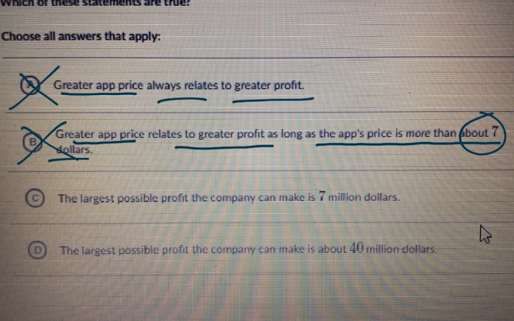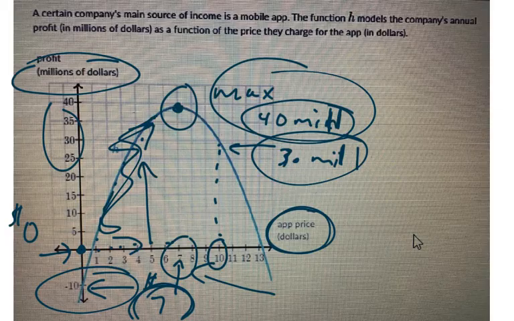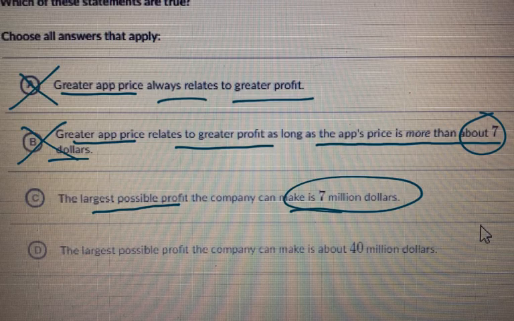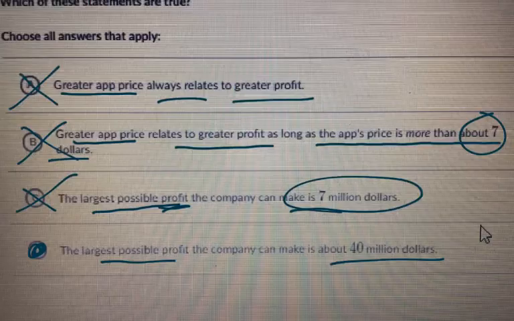Let's look at choice C. The largest possible profit they can make is $7. I think that's wrong. They're tricking you. The price is $7. The max profit is 40 million. They're talking about profits. That one's wrong. So as you can see, guys, I'm going to pick D. The largest profit they can make is about $40 million, as we discussed. And I'm pretty sure that's the last problem I did.